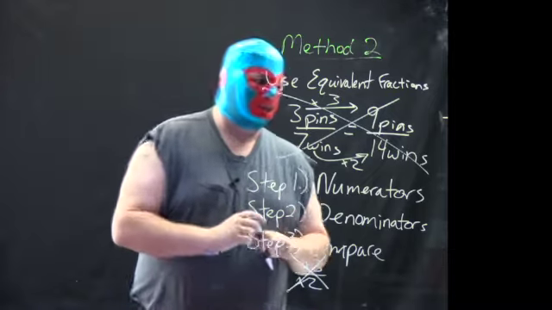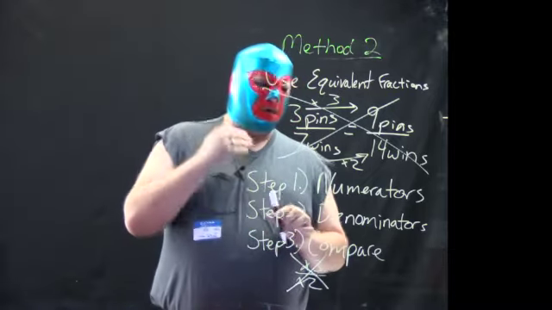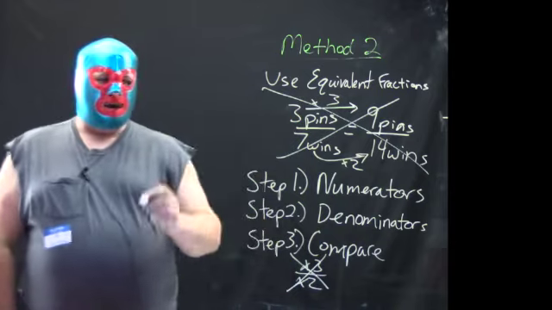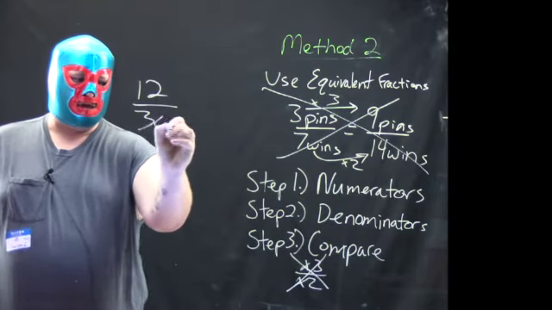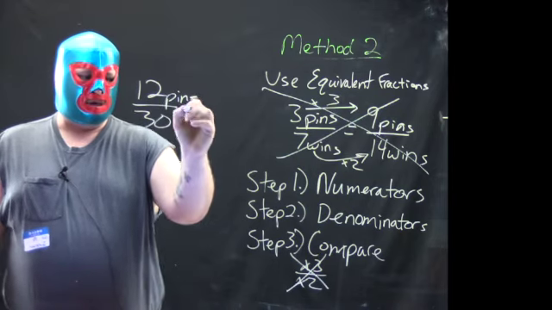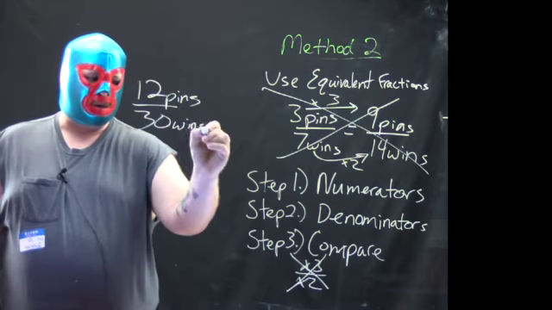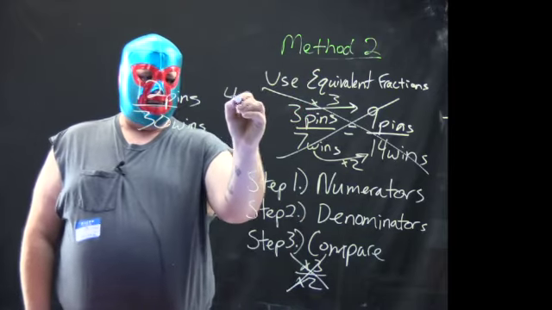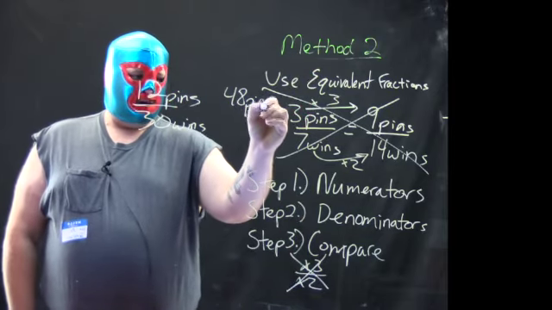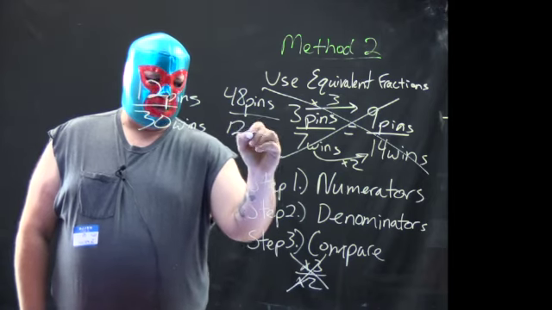Your example that you have to have for tomorrow. You have 12 pinfalls out of 30 wins. 12 pins out of 30 wins. And you have 48 pins out of 120 wins.